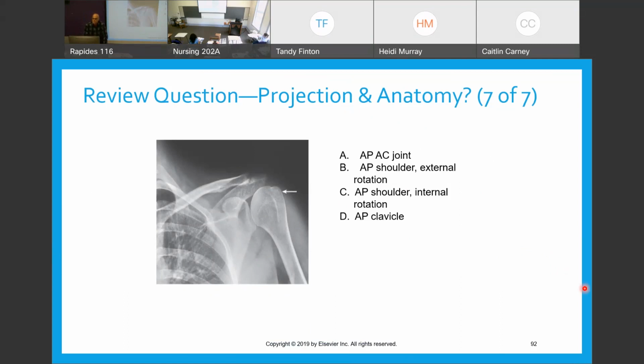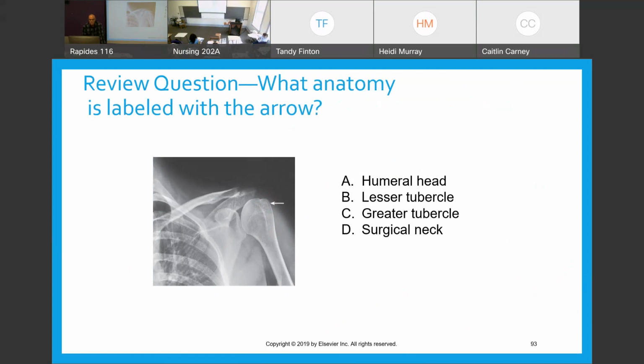It's an achy shoulder. Mm-hmm. External. What is this big bump? What do y'all think? I would say external. AP shoulder external. All right. What is the anatomy labeled with the arrow? All right.